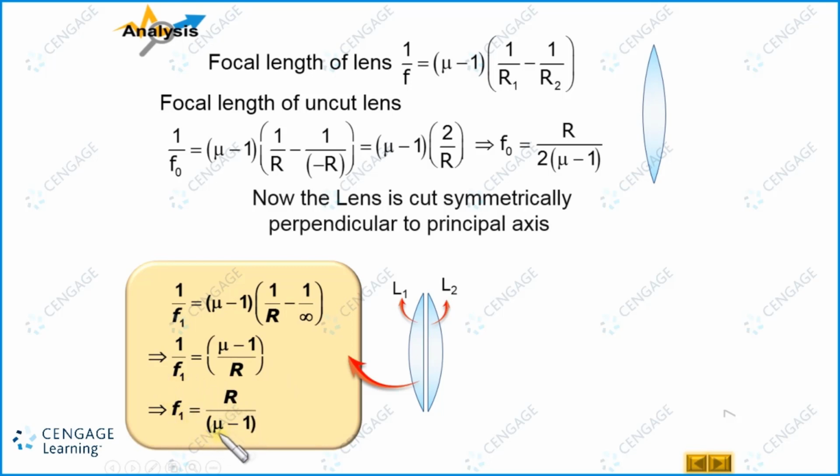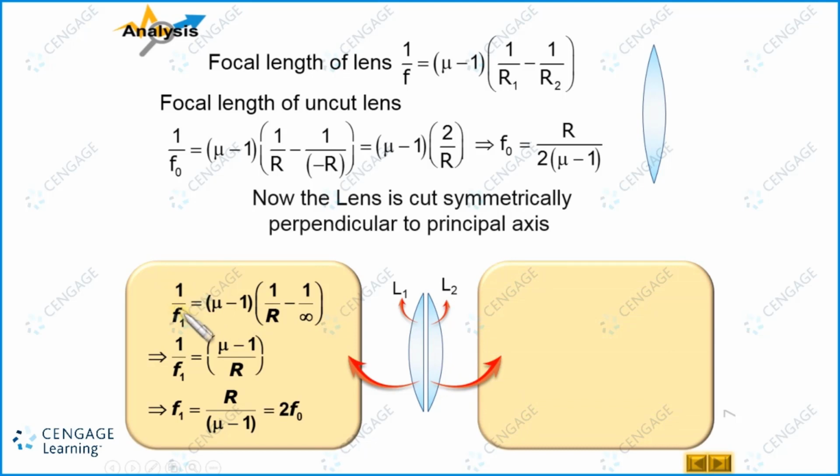We can write f1 equal to r divided by mu minus 1. If we compare this focal length with the previous focal length, we will find the focal length of this part is twice the focal length of the original lens. So we can write f1 equal to 2 f naught. Similarly, let us calculate the focal length of this part.